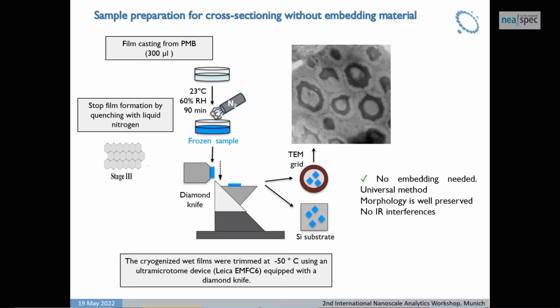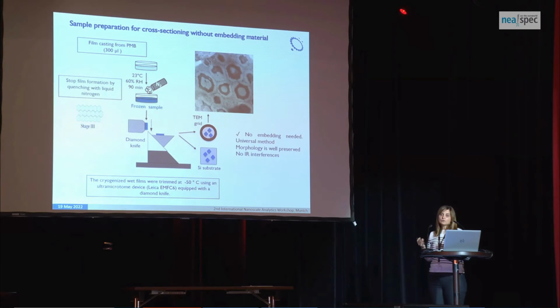As you can see, this is the TEM image of the cutting after the procedure. Finally, the morphologies are well preserved. We didn't use any embedding material. This is a universal method because it can be used for any polymer system, and we have no infrared interferences.